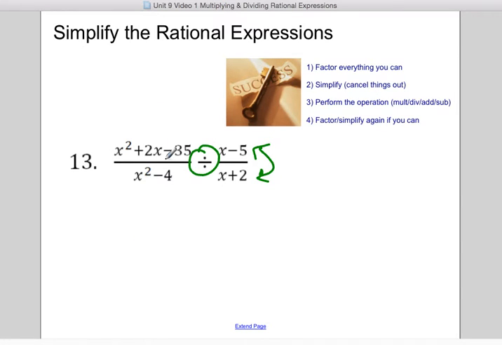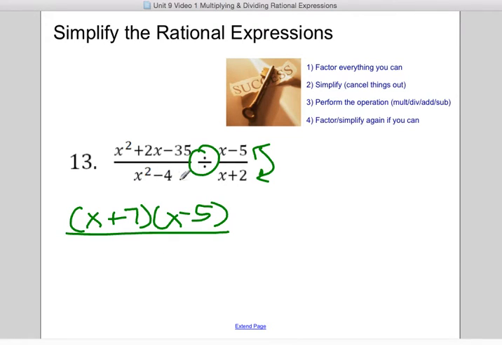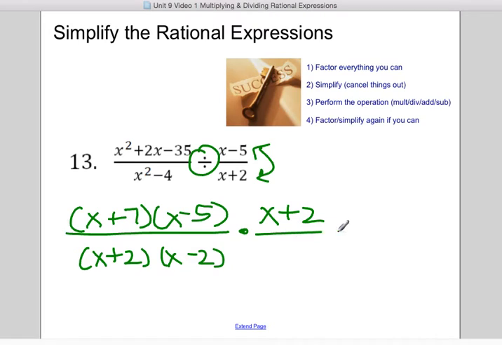Okay, I don't want to have to rewrite this a few times though, so I'm going to factor the first one right away. What multiplies to negative 35 but adds to 2? Well, right away 35, I think 7 and 5. So this would have to be positive, this would have to be negative, over difference of perfect squares, so x plus 2, x minus 2, times the reciprocal. And these two are already factored down.